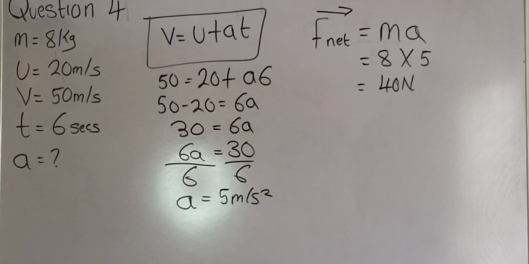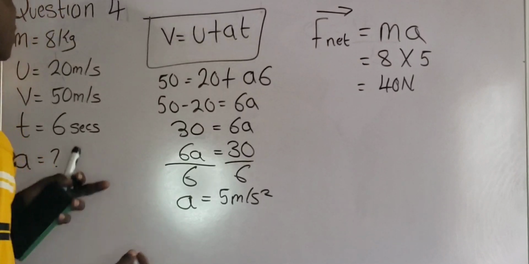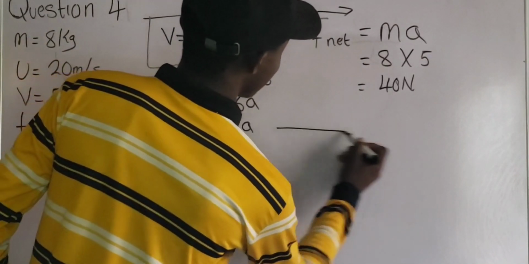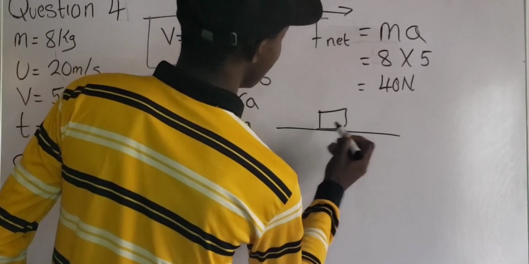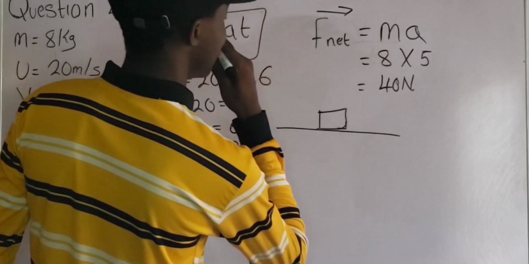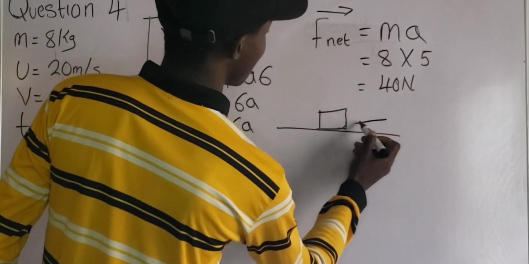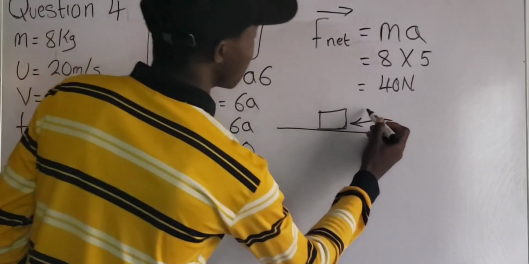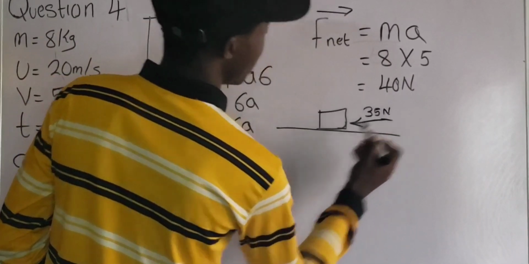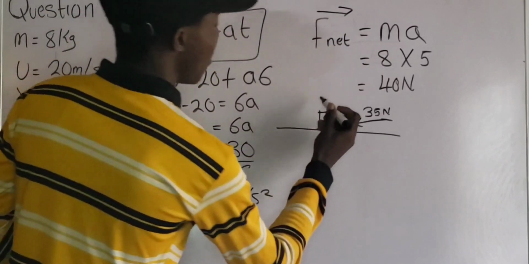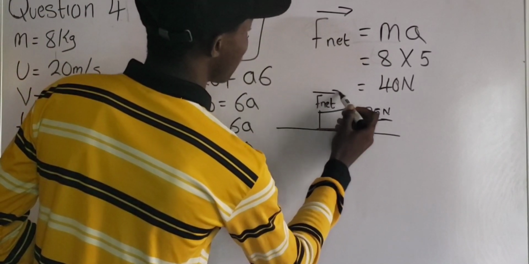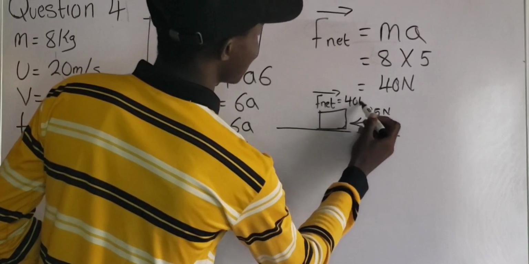Now the third question says we should determine the applied force if the frictional force is 35 Newton. Let me just draw a diagram here. Let's say this is the plane and this is the box. The frictional force that is opposing the motion of the box is 35 Newton. Are you paying attention? Now we have determined our net force. Our net force is 40 Newton. Don't forget, that is what we calculated.